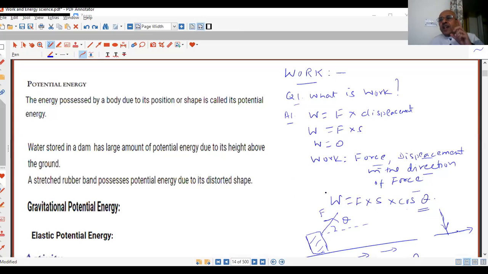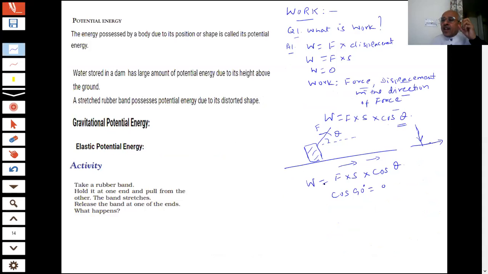Therefore, students, what I am saying is that work is done on an object if there is a force and displacement takes place in the same direction as the force, or if it makes an angle, then we have to multiply with that angle. And if the force applied is perpendicular, at 90 degrees to the direction of the displacement, displacement is in this direction, force is perpendicular, 90 degrees, then cos 90 will become 0, and work will be force into S into 0, so work will become 0.